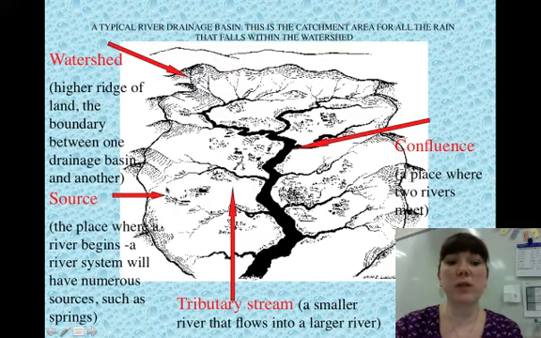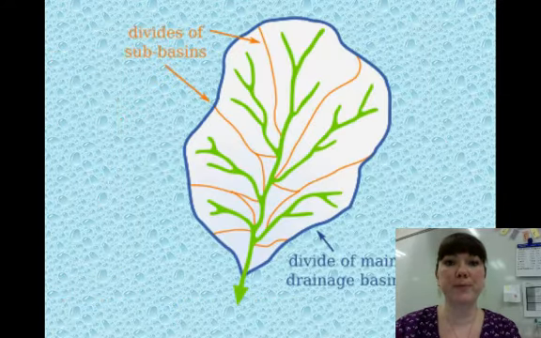The source is the place where the river begins, and typically a river system has numerous sources, often underground springs and also snowmelt from mountains. A confluence is an area like right here where you have two rivers meeting, often a smaller river and a larger river. And these smaller streams are called tributary streams, and they're smaller rivers that flow into a larger one.